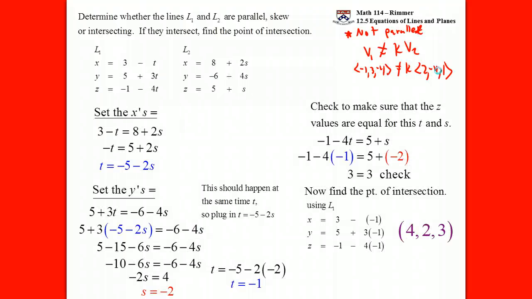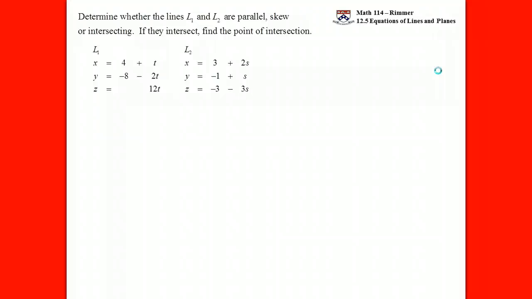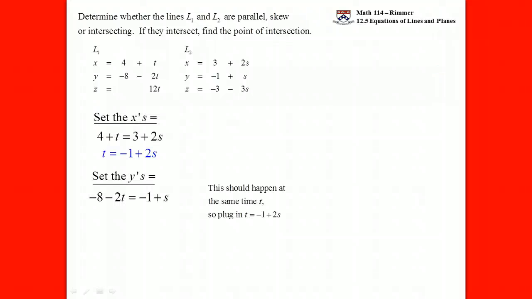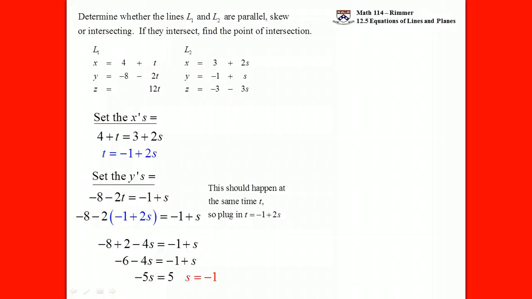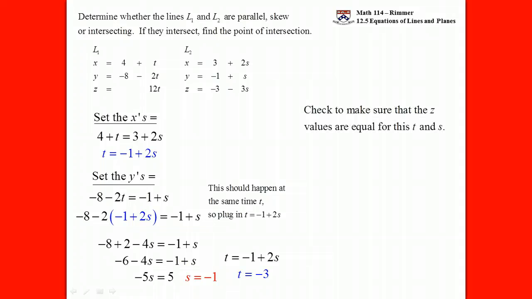So let's quickly go through this. This is two different lines than what we had before. What's going to happen is we set the x's equal, set the y's equal, and we'll end up with an s value and a t value. You can always do that. But then when it comes time for the z, they will not be equal.